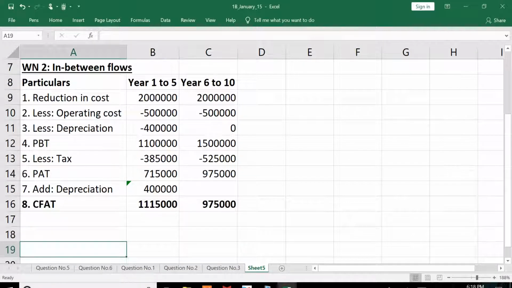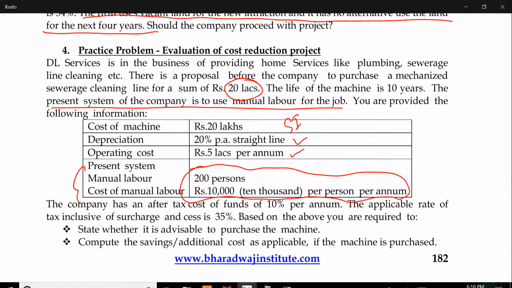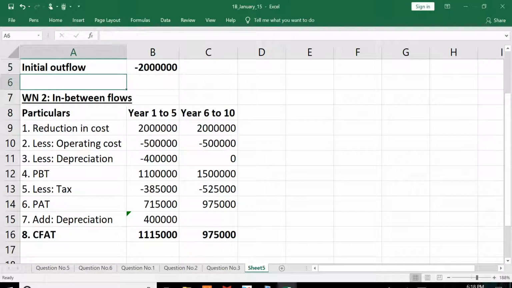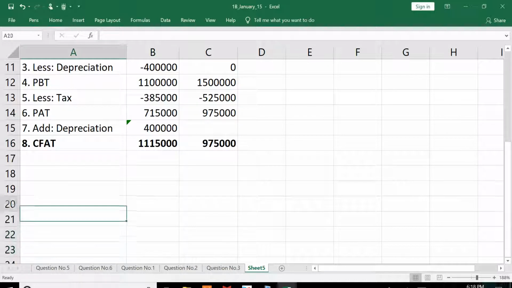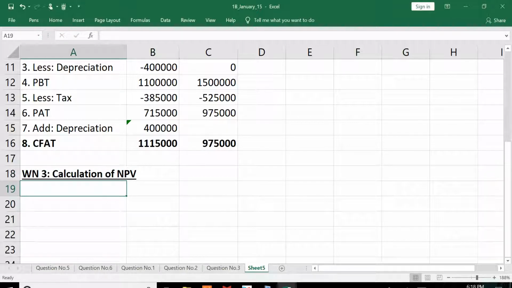Any doubts on the CFAT number? Can you proceed? I'm not doing terminal flow calculation because the sale value will be 0, book value is also 0. We have fully depreciated the asset, so there is no point in calculating salvage value. Directly calculate NPV. Initial outflow is 20 lakh, 1 to 5 is this amount, 6 to 10 is the next amount. Calculate NPV. One to 5 and 6 to 10.